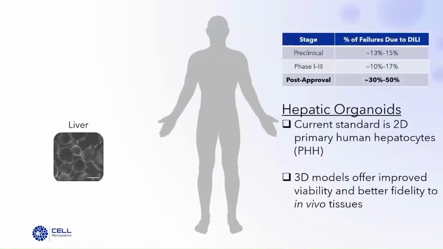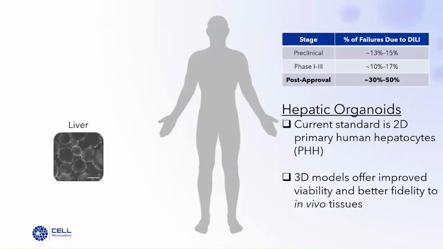So our final model system is maybe the most critical, and one that is certainly near and dear to me personally: the liver organoids. Drug-induced liver injury is known to be a very major cause of drug failure that spans the entire process. And markedly, 30 to 50% of drugs are recalled after they are approved by the FDA due to drug-induced liver injury issues.